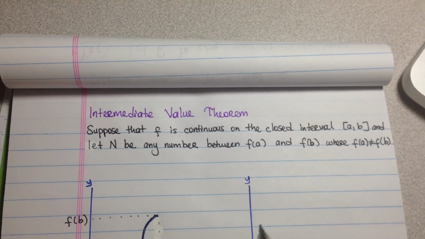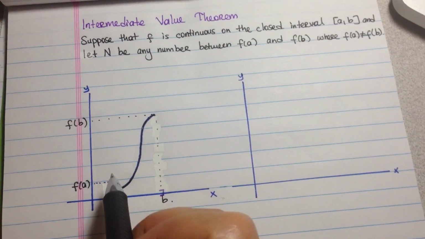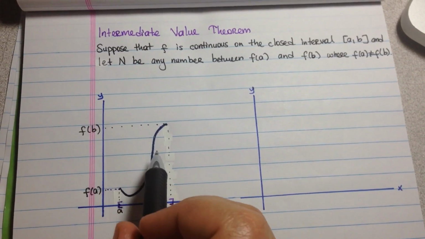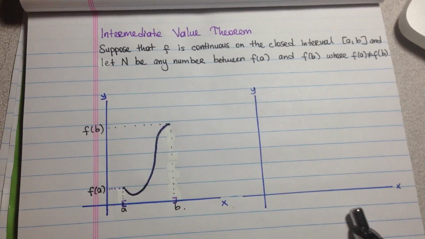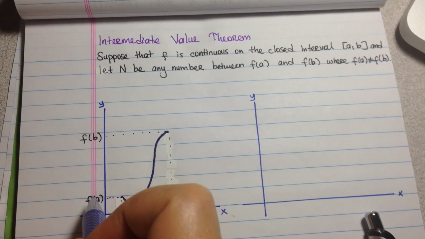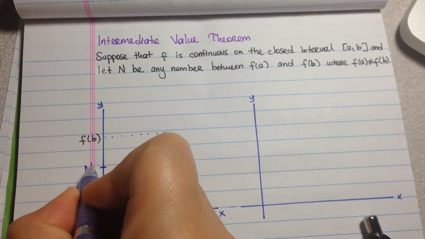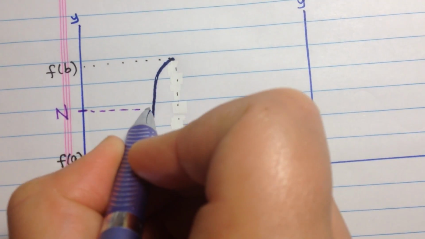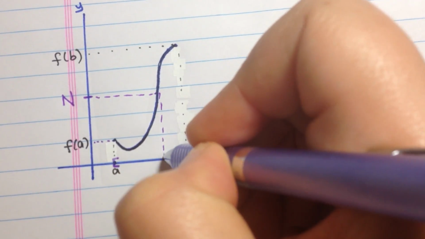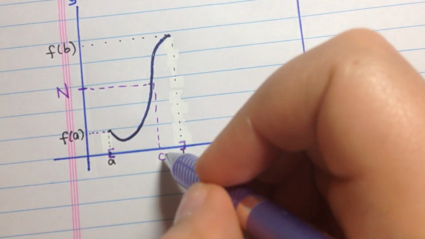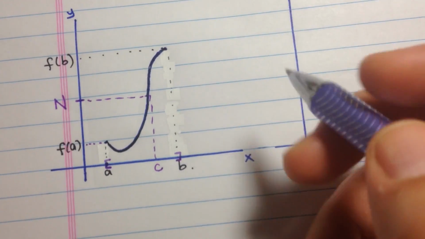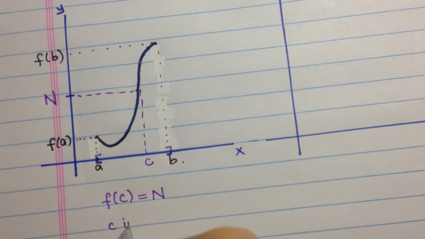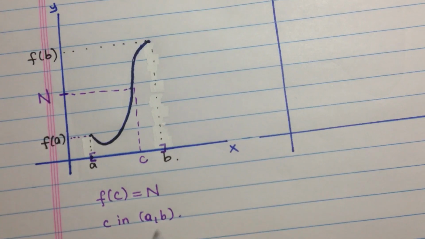Let's see what happens. There's a continuous function here on [a, b], and here's your f(a) and here's your f(b) value. If you take any value in between f(a) and f(b), let's say this is your n, then there's going to be an input that gives you this output value n. So we can write f(c) = n, and c is in the interval [a, b].